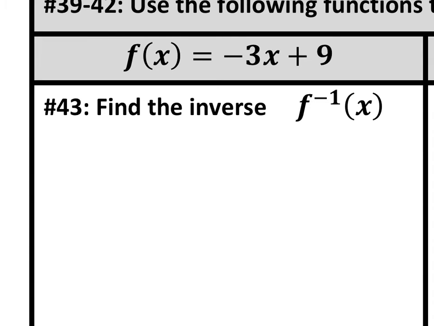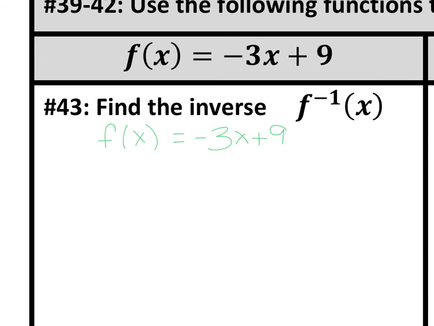All right, 43, we're finding an inverse. Inverse means that we are swapping out the x's and y's. We are finding f inverse of x. So let's start with f of x equals -3x plus 9.